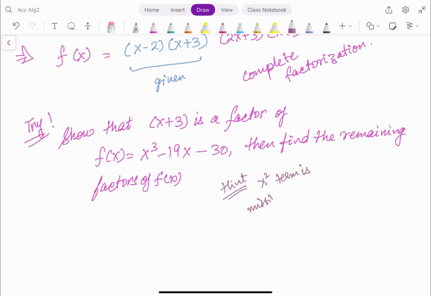And you know how to use the x squared term? We have done it in the first example of this video. So what you can do is add 0x squared before you start the synthetic division. This is how you will do the polynomial division.